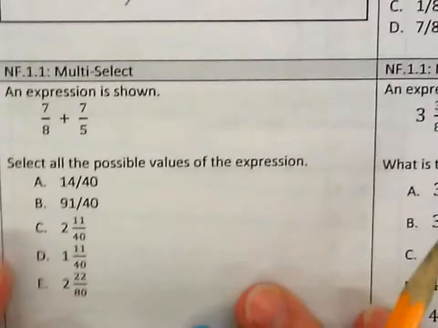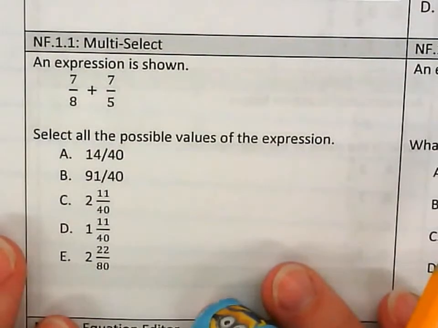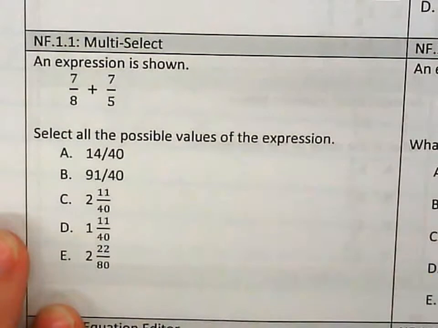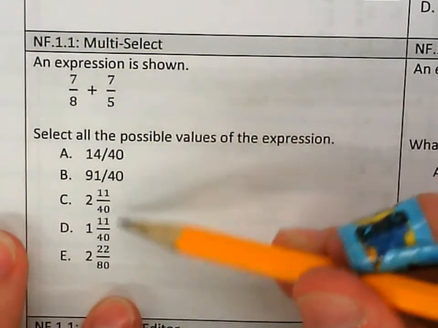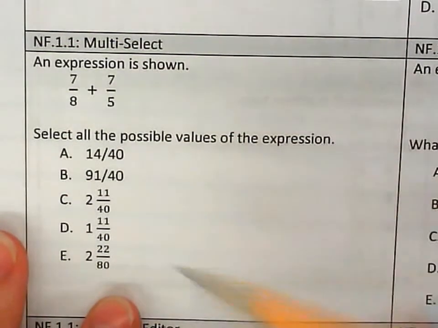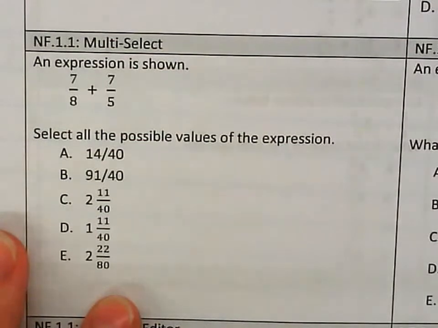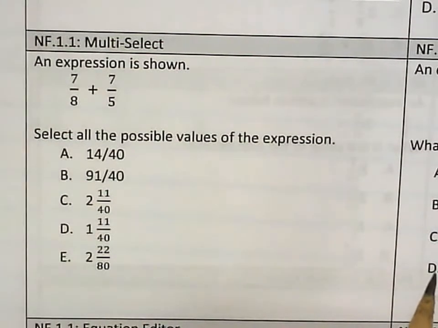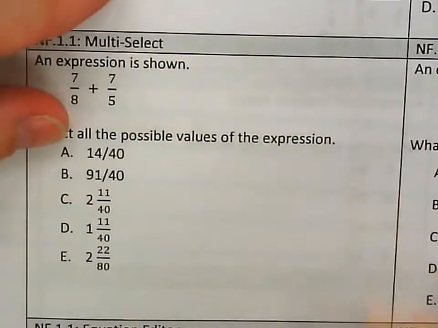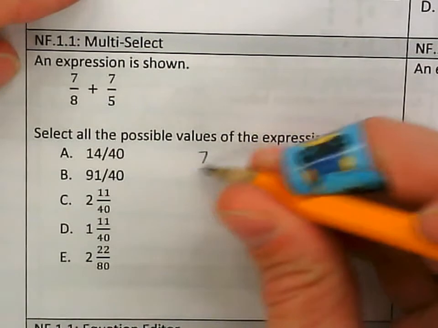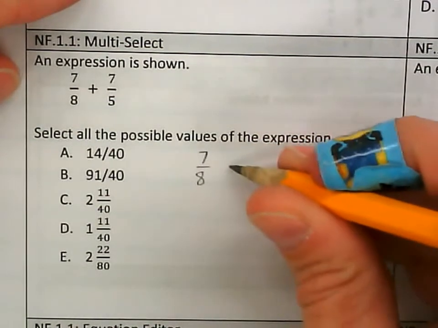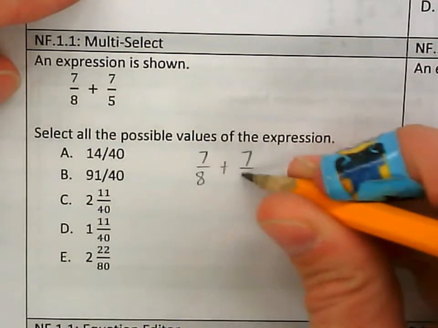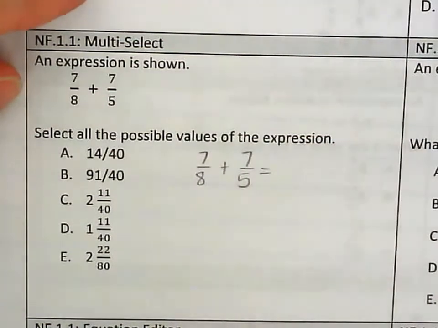Okay, now let's go ahead and look at the next one. It's a multi-select, which means there's going to be more than one answer. That means that I need to work through all of my possible choices. So it says 7/8 plus 7/5, and I need to find all the possible values of the expression. So I'm just going to actually, it looks like I have a decent amount of space here. I'm just going to actually try to solve it here. 7/8 plus 7/5 is equal to.